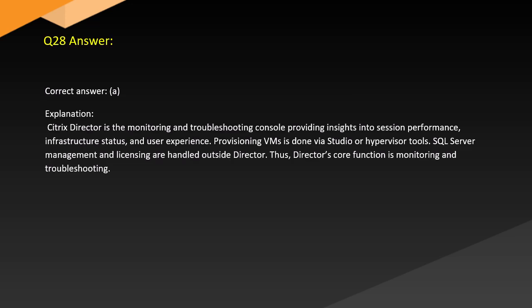Answer. Correct answer, A. Explanation. Citrix Director is the monitoring and troubleshooting console providing insights into session performance, infrastructure status, and user experience. Provisioning VMs is done via Studio or hypervisor tools. SQL Server management and licensing are handled outside Director. Thus, Director's core function is monitoring and troubleshooting.